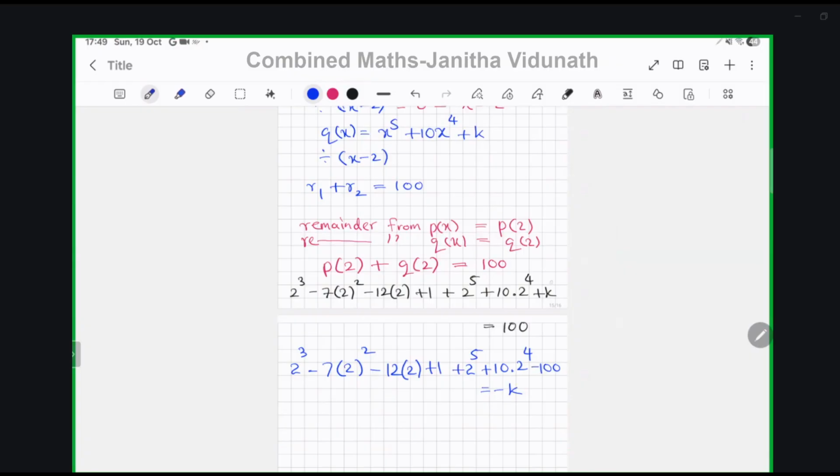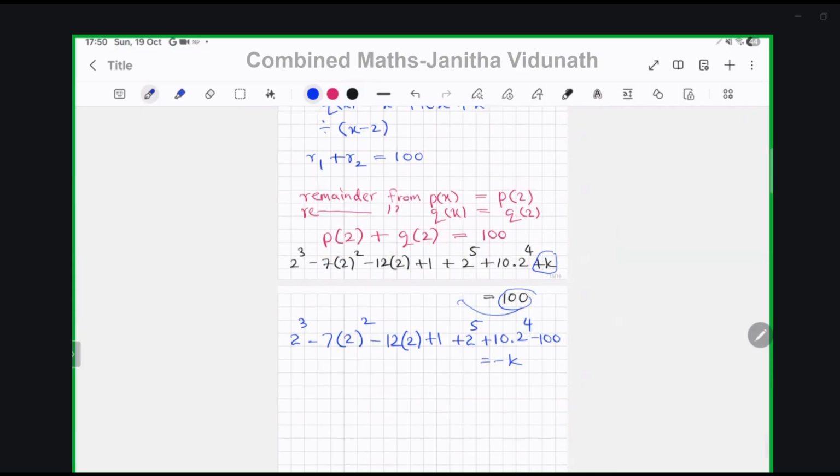Simply I move k to the right hand side and move 100 to the left hand side, because then in our left hand side all are numbers and in our right hand side only the variable. Now we need to simplify this.